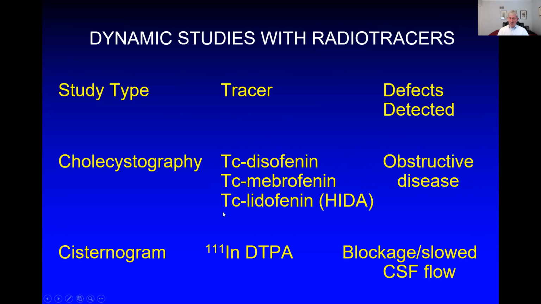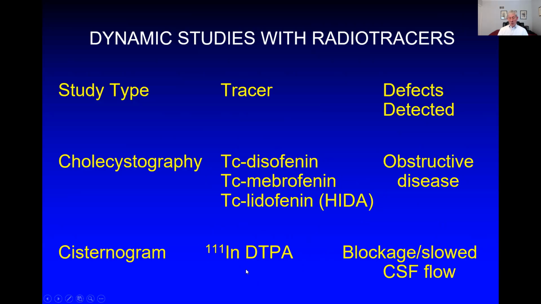And the cycle time here, it's probably in minutes. Cisternogram, probably also in minutes, where we inject indium DTPA directly into CSF, and we watch the flow as it moves up the spinal canal and bathes the brain. We're looking for blockage somewhere in the CSF flow pattern, or slow flow, and also hydrocephalus. There are certain forms of hydrocephalus that can be diagnosed with this.